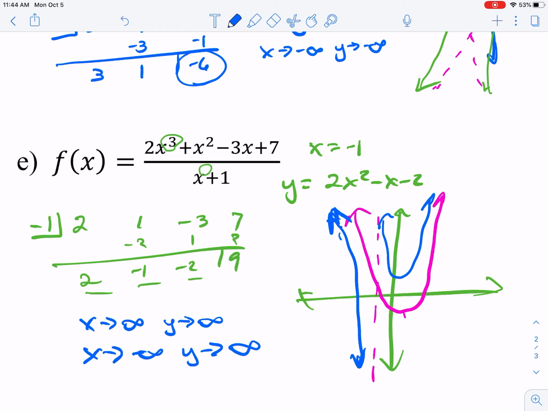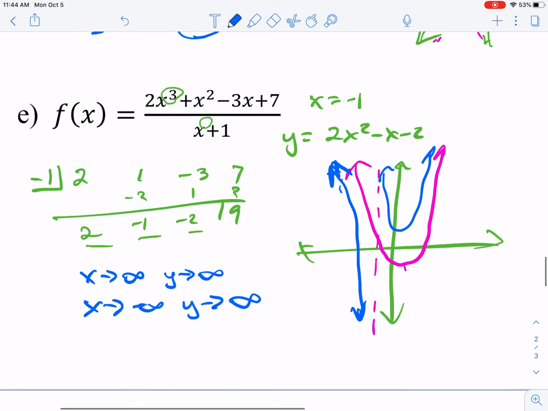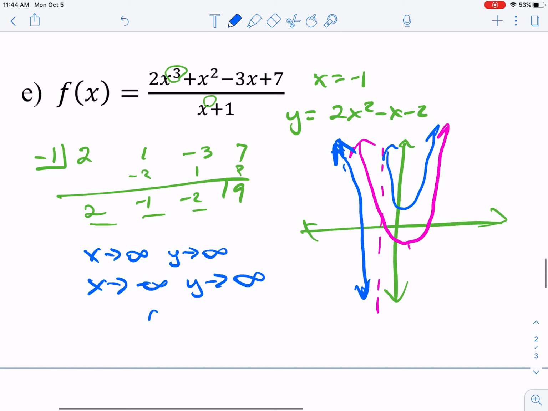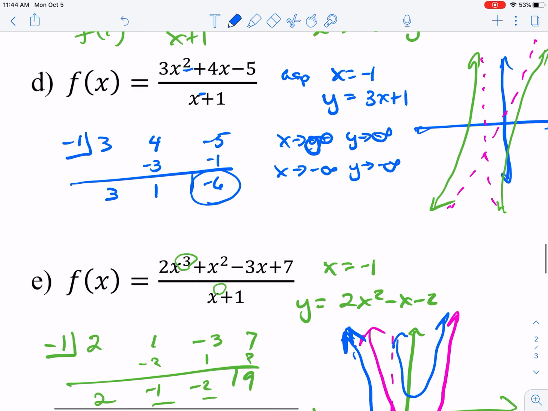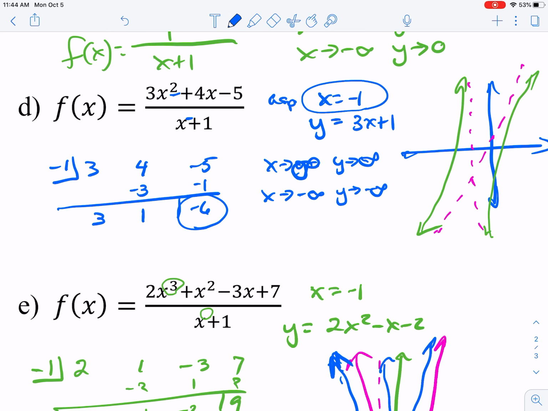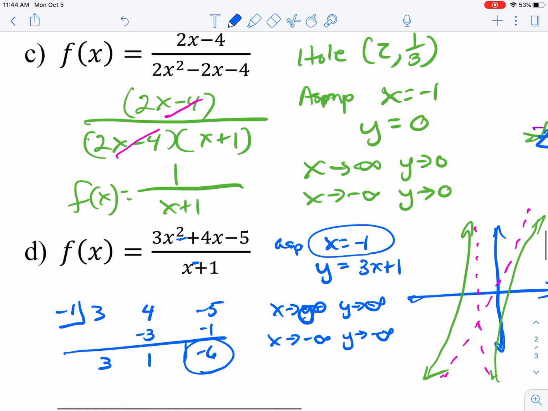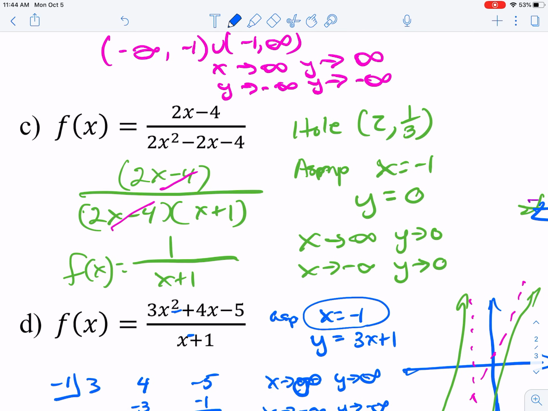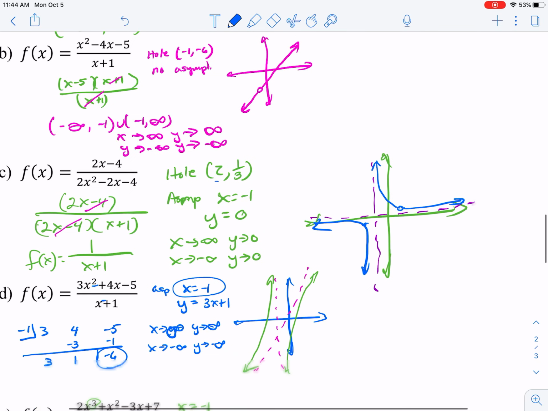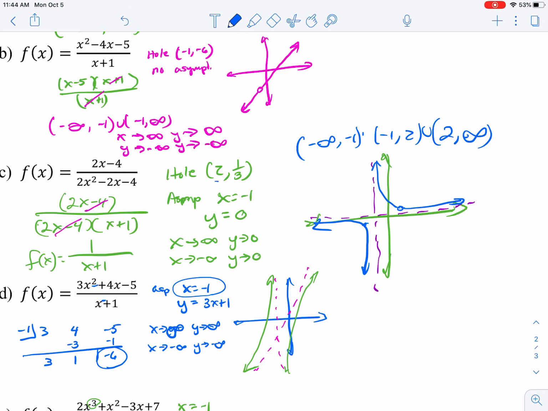All right, good problem. What's the domain? It goes from negative infinity to negative 1, and negative 1 to infinity. We did our end behavior. We didn't do our domain here. You leave out negative 1, okay? Here, for your domain, you have to leave out the hole and the vertical asymptote. So this one is negative infinity to negative 1, negative 1 to 2, and 2 to infinity. Okay, make sure you practice all those. There's a bunch of those in the worksheet.